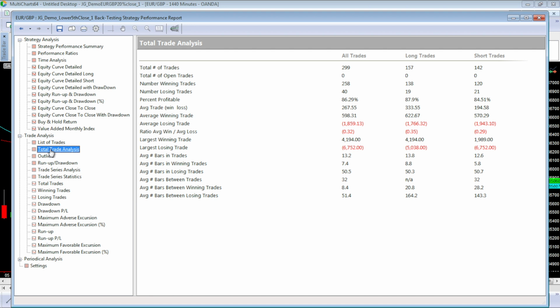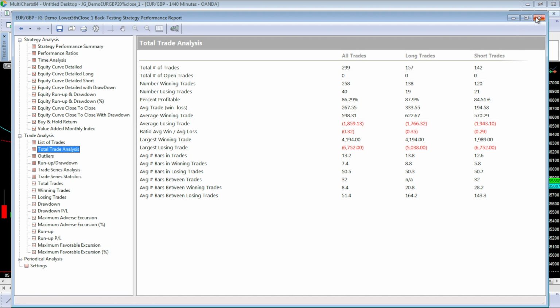Looking at the trade analysis, we've got almost 300 trades, percent profitable is 86%, average trade value of £267, that's equivalent to 26.7 pips, so by the time we've taken out some costs, a few pips in costs, we still have a very large average trade, so that's great. Largest losing trade is 6,700, that's 675 pips, but we'll be bringing that down when we introduce the stop loss.